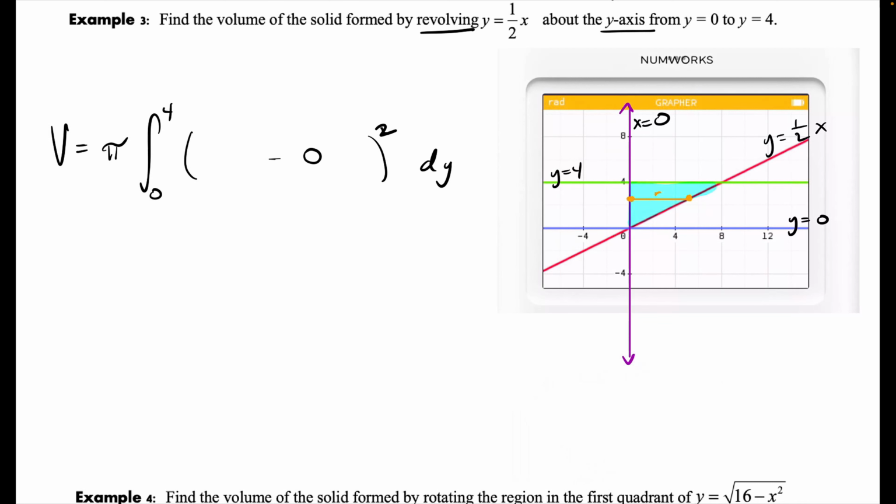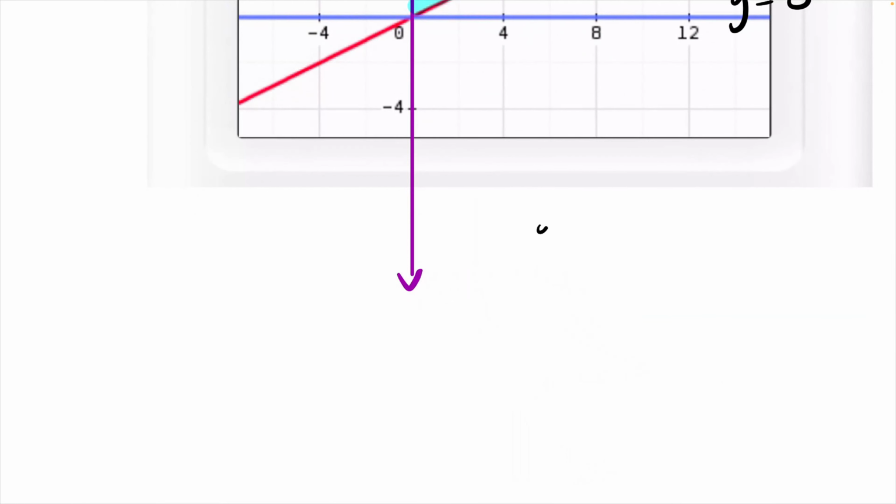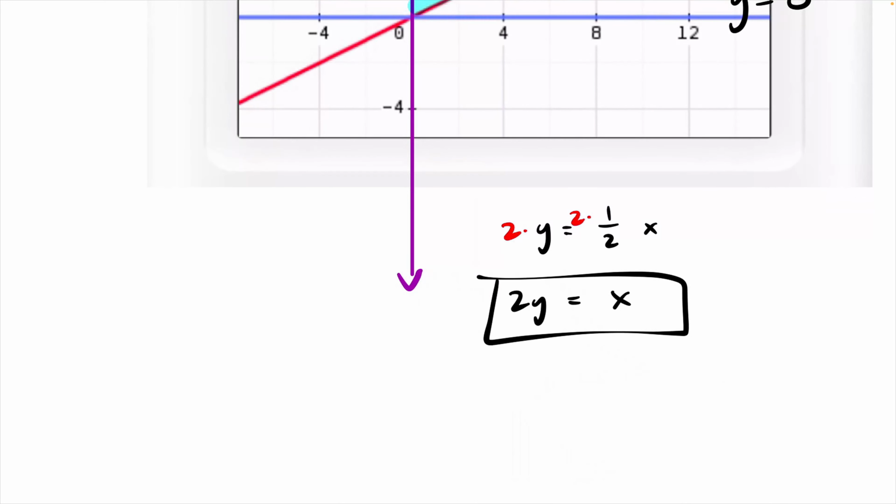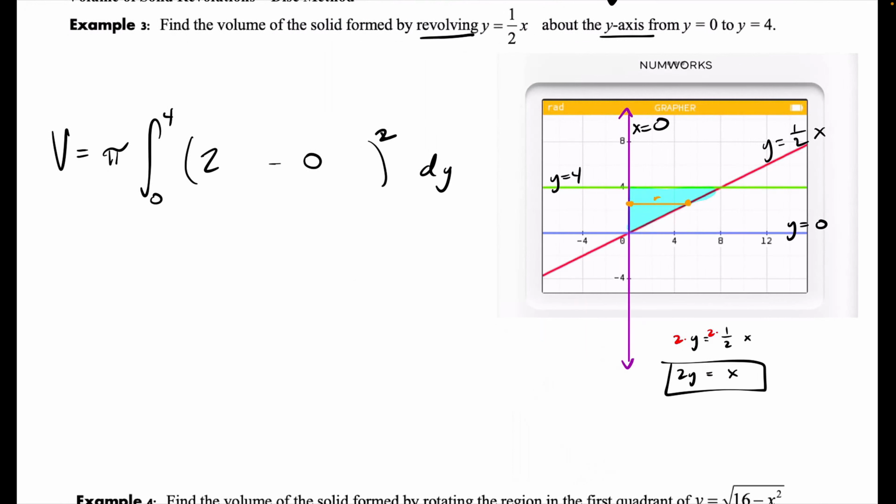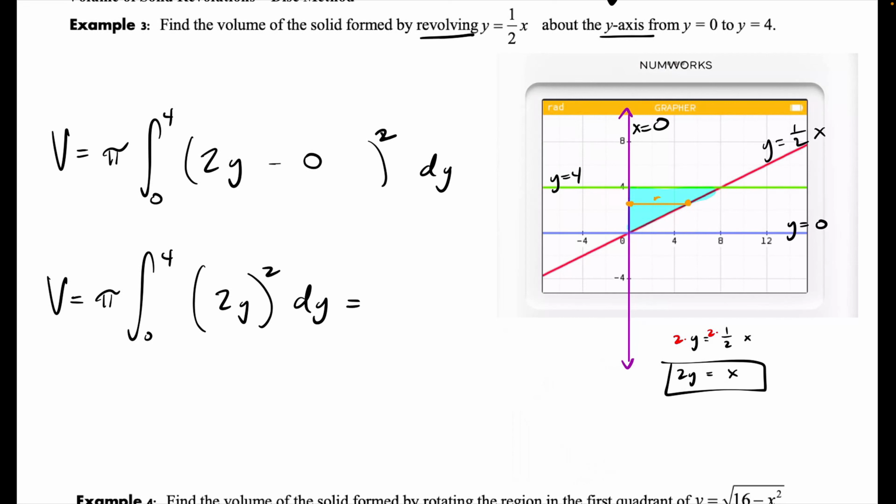So what do I got to do? Solve for y, yep. So that was from y equals 1/2 x, right? So solve for y, get y by itself. So multiply both sides by 2. You get 2y equals x, done. So instead of 1/2 x, we're going to put 2y. So this is pi integral 0 to 4, 2y squared dy. Okay, go to your calculator. What do you get?